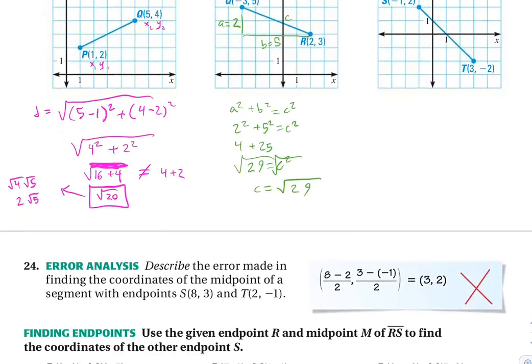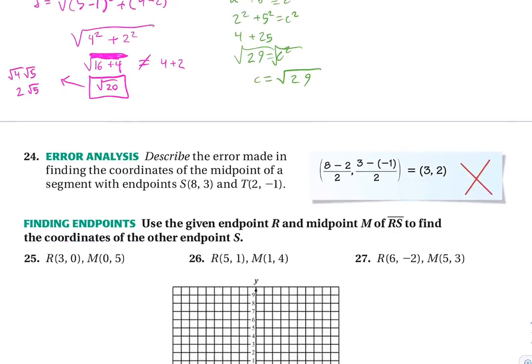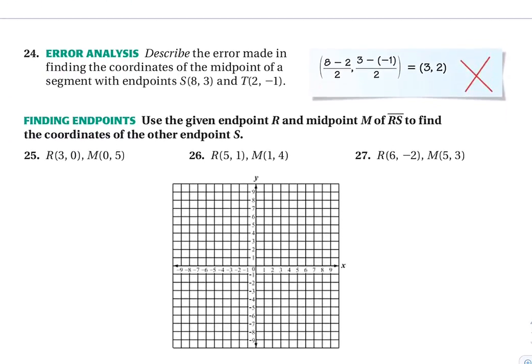Now, a really common mistake, as this is an error analysis problem here, is that people often get the two formulas mixed up. To find the midpoint, we add the two numbers and divide by 2. That's the average. A plus B divided by 2 is the average. But here, instead of adding 8 plus 2 and dividing by 2, they subtracted. If you would have added, that would have been the midpoint formula.